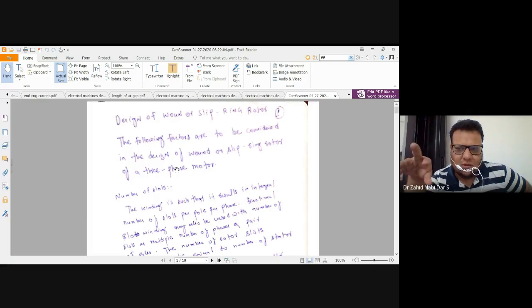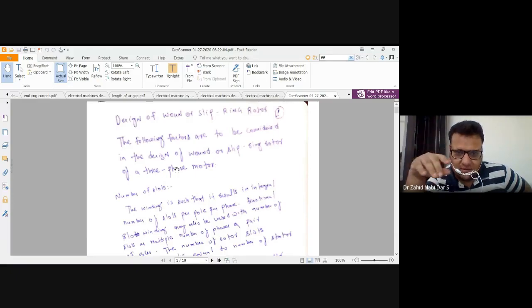Induction motor, it's already fixed. We cannot insert externally any resistance. So in this slip ring induction motor, by inserting an external resistance, we can control its current. By controlling the current, since current is directly proportional to the torque, we can control the torque as well. So this is one of the advantages of the slip ring induction motor.